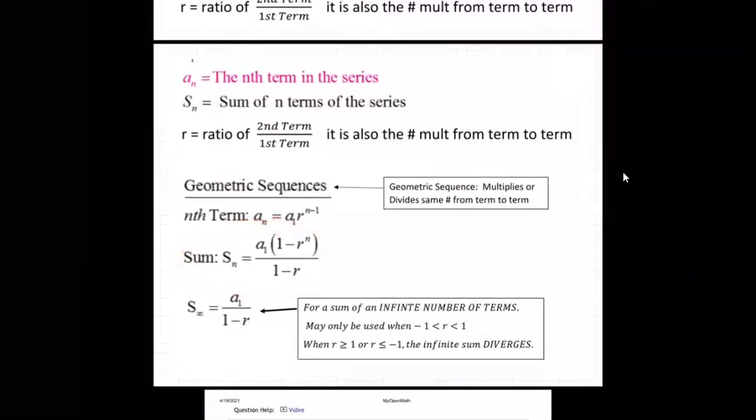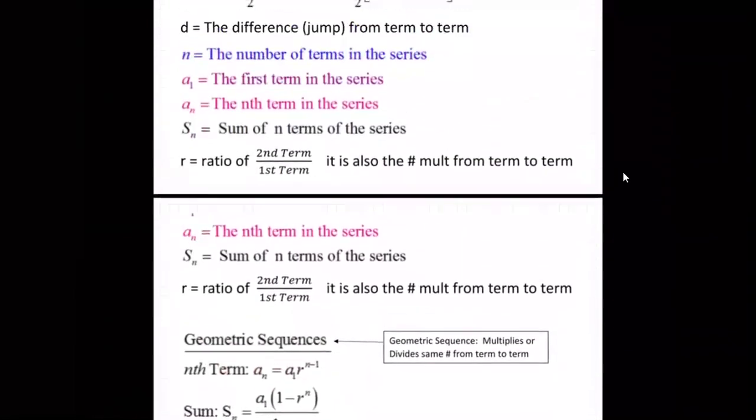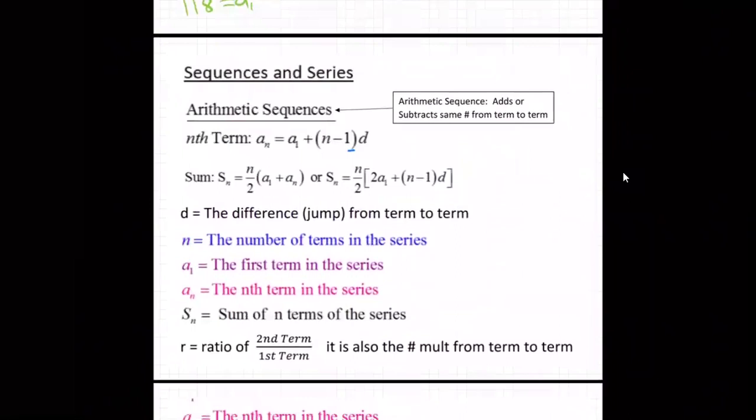Wait, that's geometric. What am I doing? Maybe I meant to do it. Yeah, I'm doing this on purpose. No, it's a mess up, but maybe it's helpful to you. I'll try to turn it for your good. Don't accidentally grab geometric like I just did. Come up here. We're arithmetic, right?